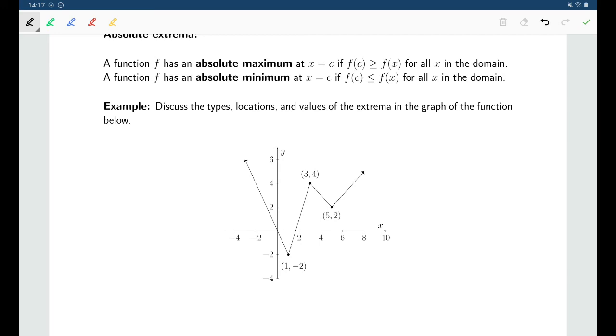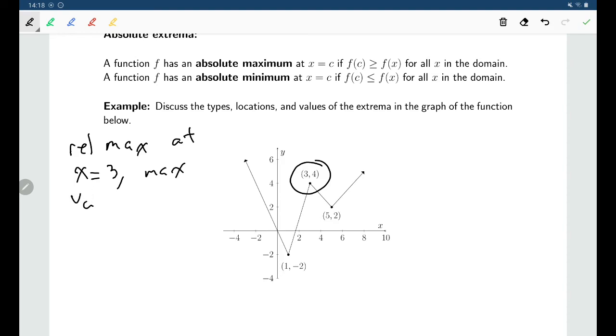So let's first start with our relative extrema. Let's look for relative maxes. And if we're thinking about a relative max, the only relative maximum that I can see is the one that we have here. That would be the only point where the y value is larger than any other y values in its nearby vicinity. So relative maximum at x is equal to 3, and the value is 4.